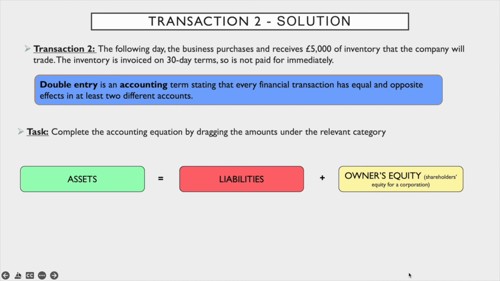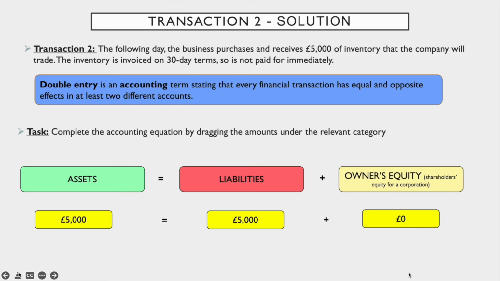We said that the business purchased and received £5,000 of inventory. So the business has effectively received £5,000 of inventory. Inventory is an asset, so in the accounting equation, assets would increase by £5,000. In terms of this example, the cash impact was not recognised immediately. What would happen here is that the company has an obligation to pay for that inventory in 30 days' time, and that is a liability. So liabilities in this case have increased by £5,000, and there is no impact on owner's equity at the moment. So hopefully you were getting that.